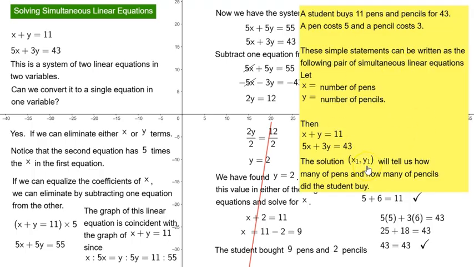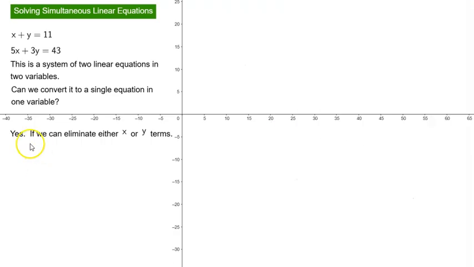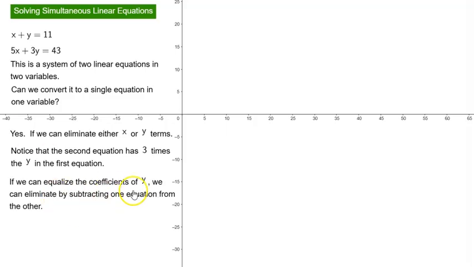So x, y is 5, 6. Now, remember we started off with trying to eliminate which one? We eliminated x. Now let's eliminate y. Notice that the second equation has 3 times the y in the first equation. So if we can equalize the coefficients of y, we can eliminate by subtracting one equation from the other.